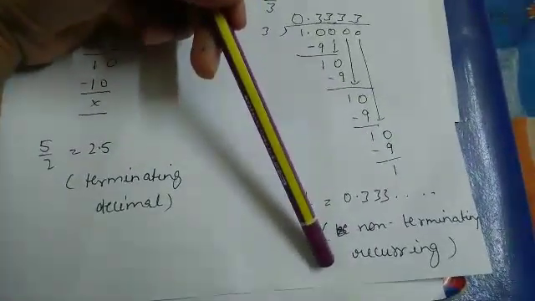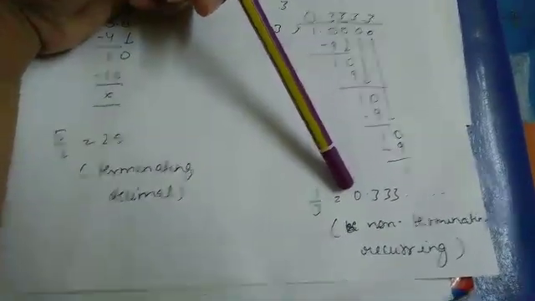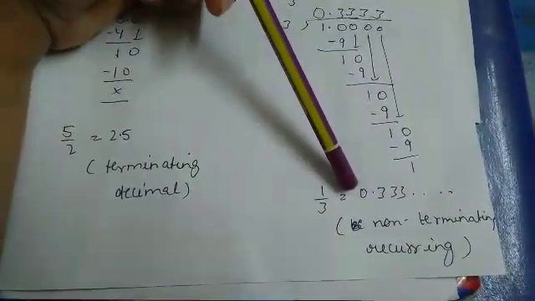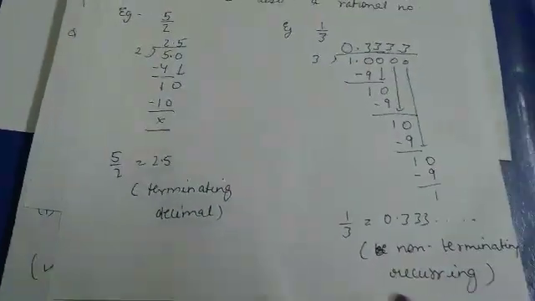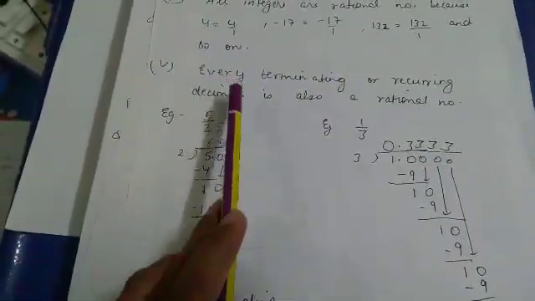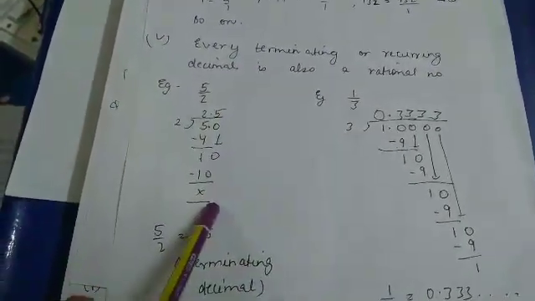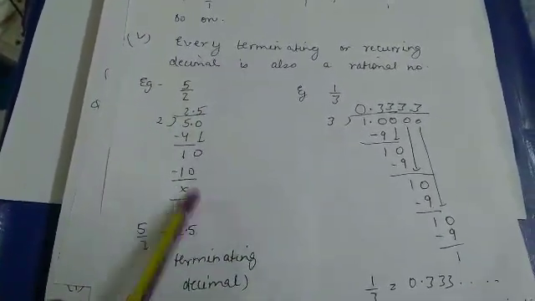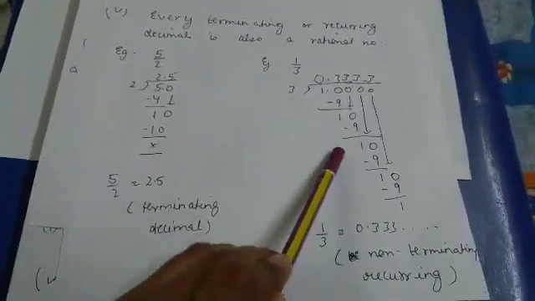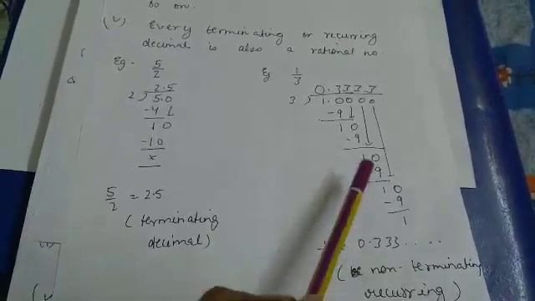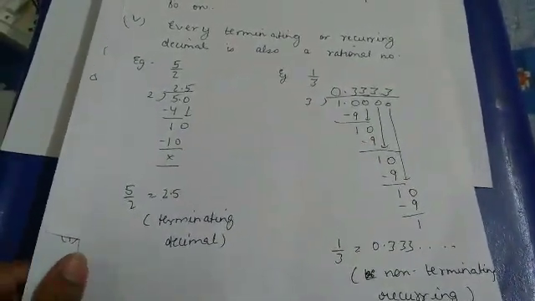Recurring means repetition, and non-terminating means in division there is no end. So non-terminating recurring and terminating decimal both come under the rational number. If the division terminates, then it will be a rational number. It can be represented in the form of a rational number. If it does not terminate and the digits are repeating, then it will also come under the rational number.